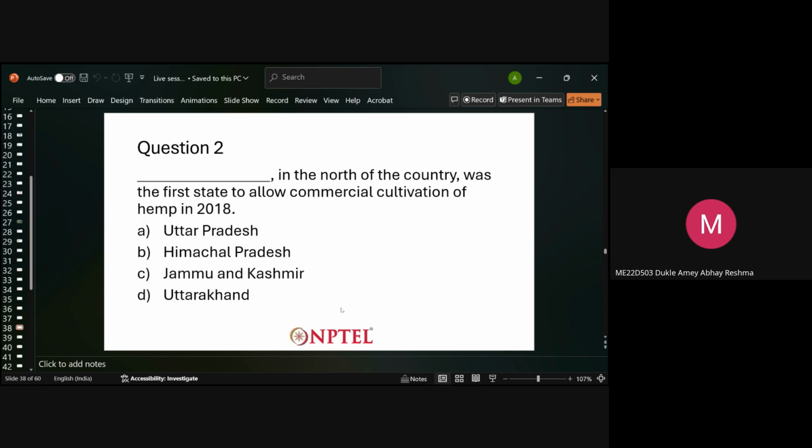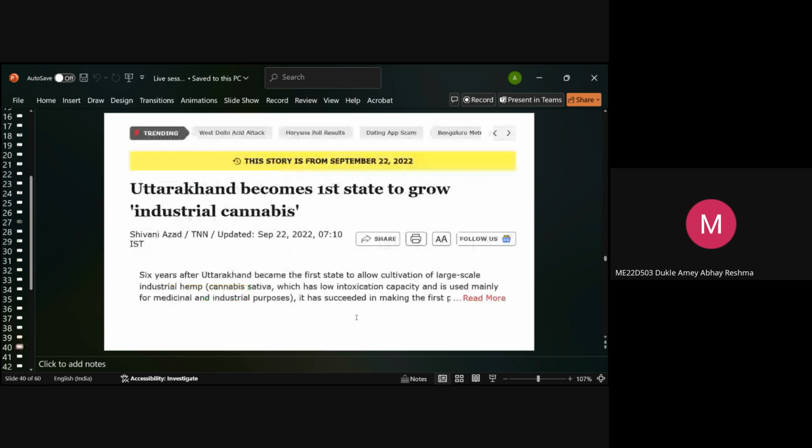The second question was: which of the states in North India was the first one to allow commercial cultivation of hemp in 2018? Uttar Pradesh, Himachal Pradesh, Jammu and Kashmir, Uttarakhand. The answer is Uttarakhand. This is the newspaper article.